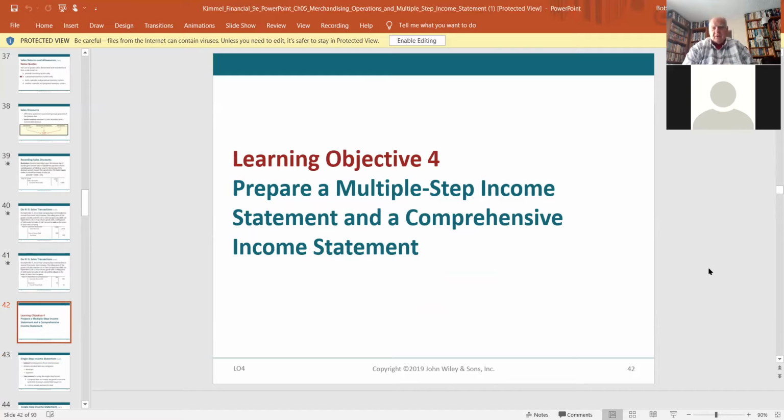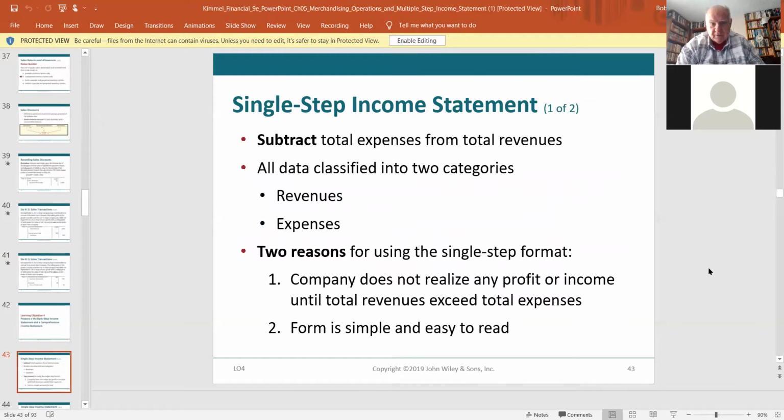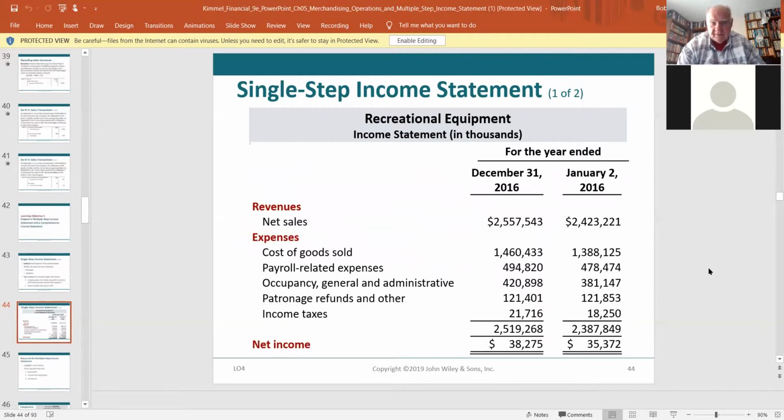Now, the next objective, multiple step income statement and comprehensive income statement. Now we're going to have a bigger income statement. We're going to have the data categorized in the single step one. It was just revenues minus expenses. Company does not realize any profit or income until revenues exceed expenses. It's a simple form. And there's your simple single step income statement.